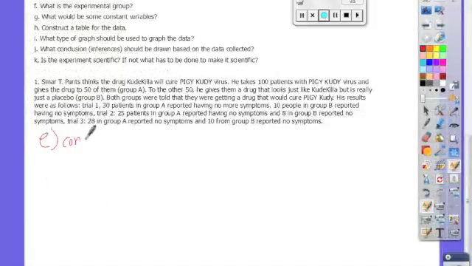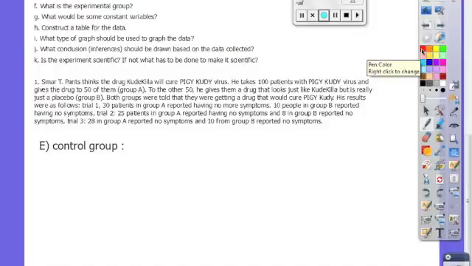The control group is what does not have the independent variable. In this case, when we read our little story, it says he gave 50 people the medication and 50 people the placebo. The placebo is a sugar pill. When they do experiments dealing with medicine, they'll give some people the real medication and some people the placebo. So the placebo is our control group.